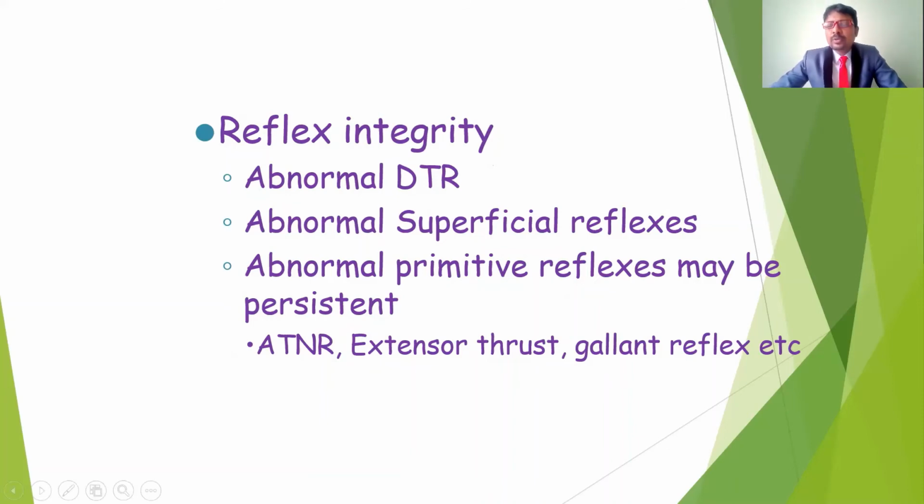Normally these reflexes are going to be exaggerated in the spastic type of cerebral palsy. In case of the athetoid type, the reflexes are going to be normal or diminished. So superficial reflexes are going to be abnormal. Abnormal primitive reflexes may be persistent, such as asymmetric tonic neck reflex, extensor thrust, and Galant reflex, which may be present.